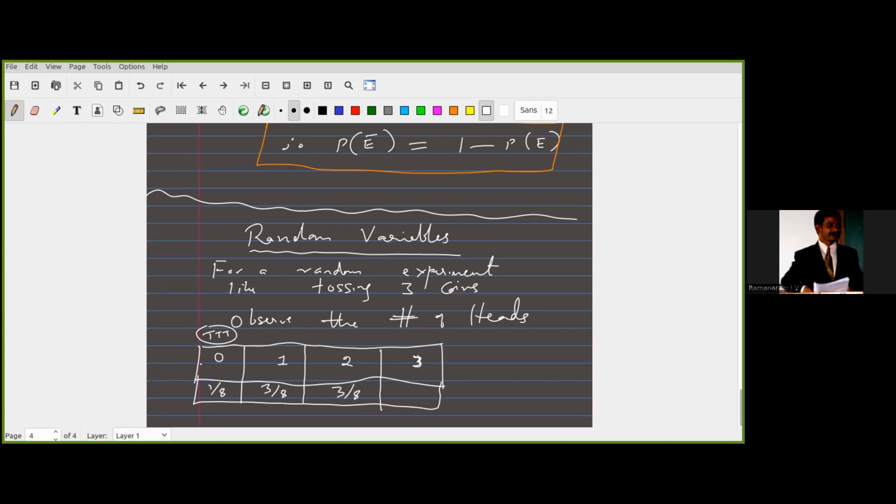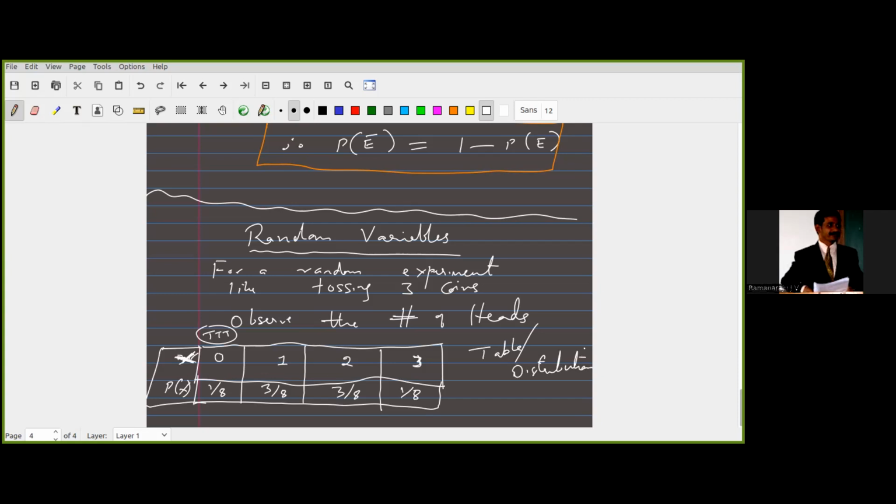So we usually write random variable tables like this. The X is the random variable, usually capital X is used, and P of X is the probability of that value. So X, P of X. For x0, 1 by 8, for x1, 3 by 8, for x2, 3 by 8, for x3, it is again 1 by 8. So this is your table or a distribution for the random variable. It's also called a distribution.